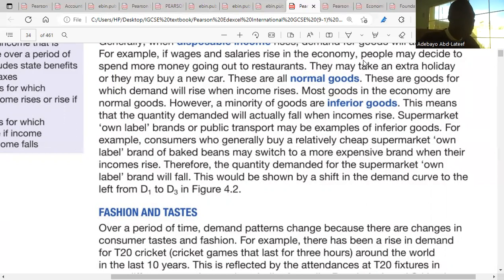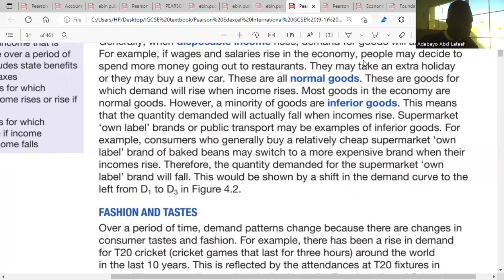So the demand for a normal good will rise if your level of income rises. It shifts the demand curve rightward. But for inferior goods, the demand for such products will only increase if the level of income falls. So put it in mind, please.